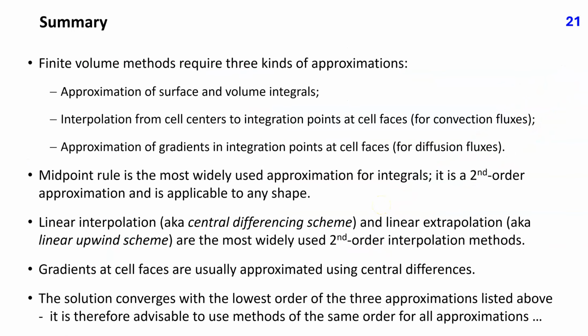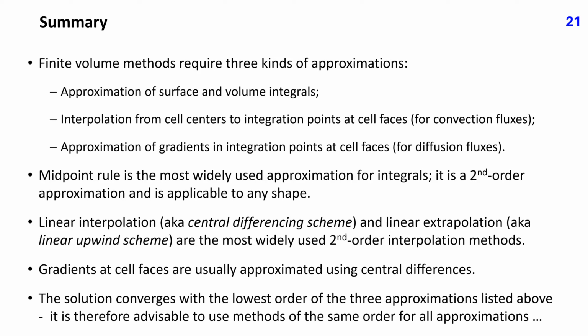Let me now briefly summarize the main takeaways from this lecture. Finite volume methods require 3 kinds of approximations: approximation of surface and volume integrals, interpolation from cell centers to integration points at cell faces for convection fluxes, and approximation of gradients in integration points at cell faces for diffusion fluxes. Midpoint rule is the most widely used approximation for integrals. It is a second-order approximation and is applicable to any volume or surface shape.